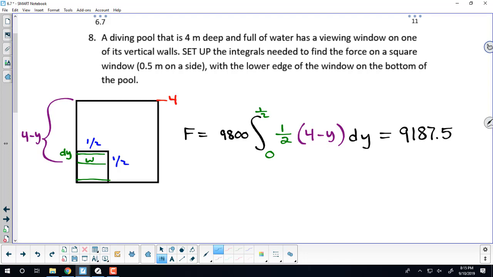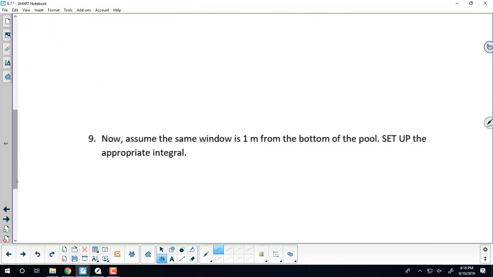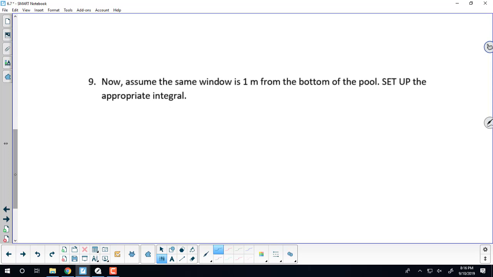87.5 newtons. I know it's in setup, but straightforward. Okay. So then, what would change in the second part, or question 9? What changes?